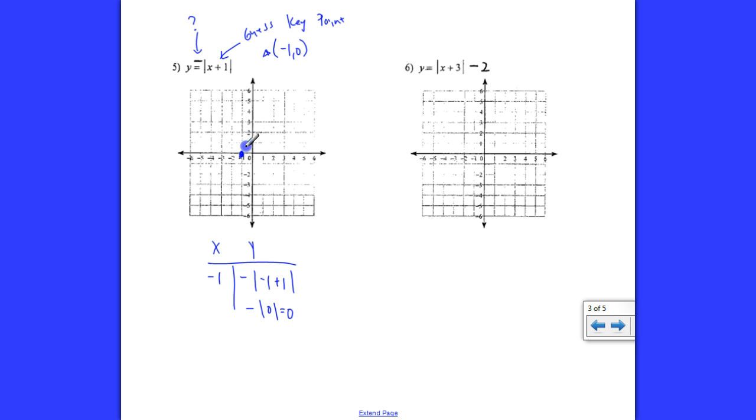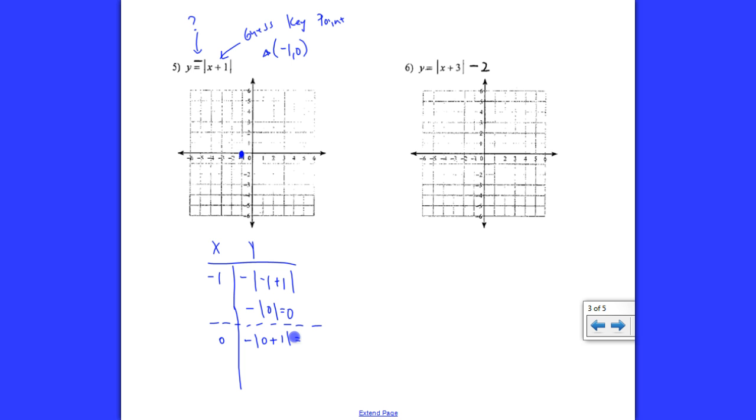Now what we have to do is pick a point to the left and to the right of that. So let's pick if x is 0. Because I've got my key point, I'm thinking it's going to turn on (-1, 0). So let's see what it does if x is 0. If I plug that in here, let me do a little dotted line so we don't get too messy. I have 0, so it's the negative absolute value of 0 plus 1.